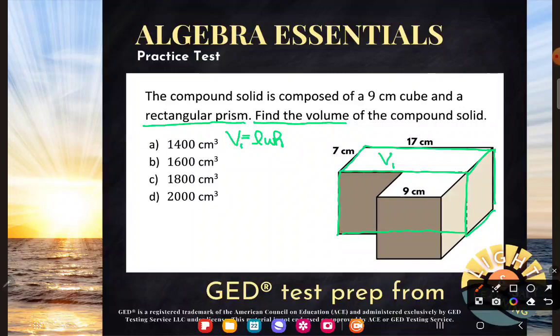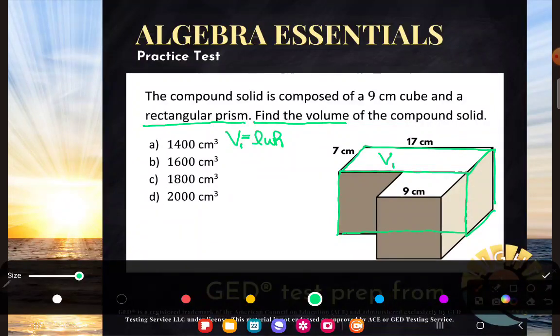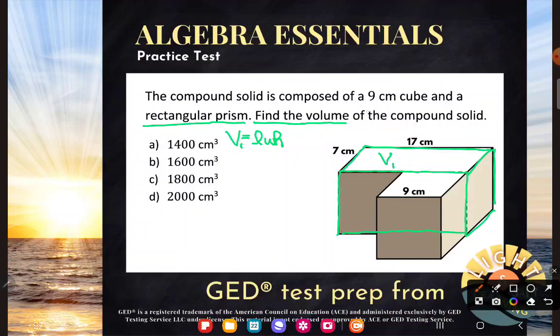However, this thing is two shapes stuck together. So there's another piece. Let's look at that guy. I'm going to pull out a different color. The other piece, it says, is a 9 centimeter cube. That's the guy in front.